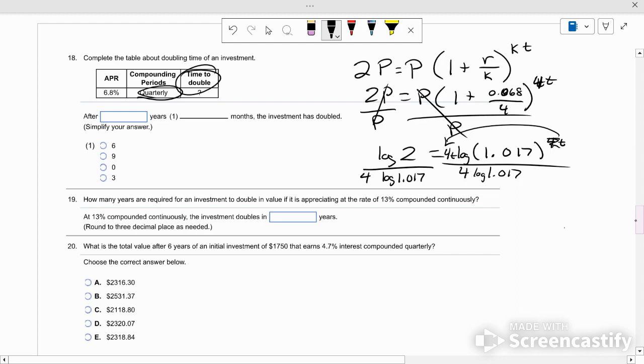Make sure you put that 4 in parentheses. If you take log of 2 divided by 4 times this, without using parentheses, it'll take log of 2 divided by 4, and then it'll take that answer times the log. You're really dividing log of 2 by both these numbers. What did you get for an answer? Log of 2 divided by parentheses 4 log of 1.017.